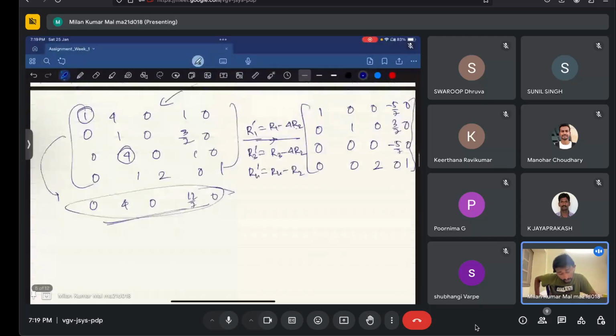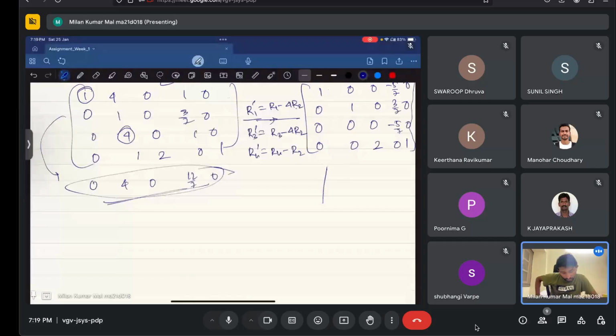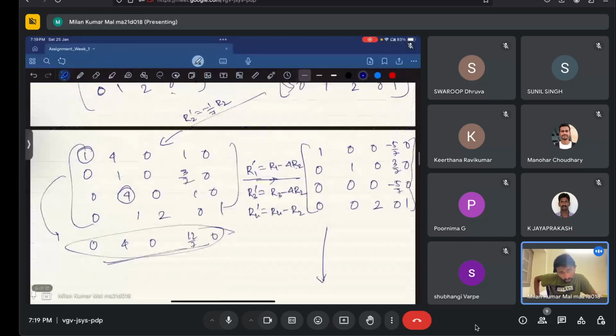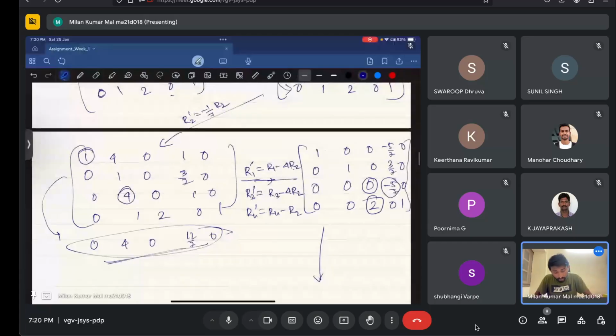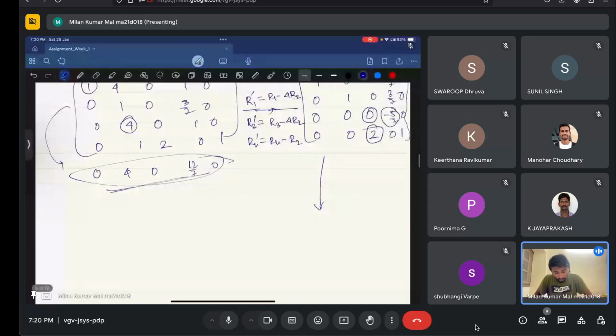Now what will we do here? Let's go to the third row. Third row, first non-zero entry here. But below it there is a 2, right? That is a non-zero entry. So that's why we need to interchange. Row 3 and row 4 will be interchanged.